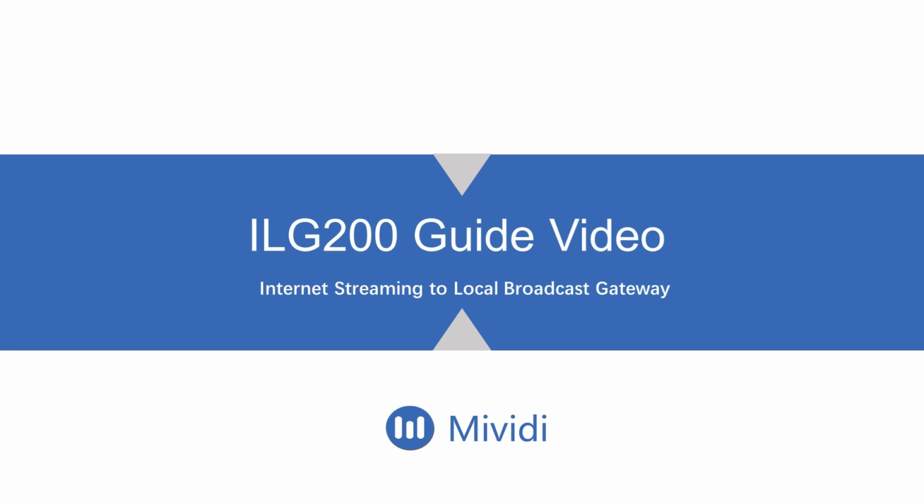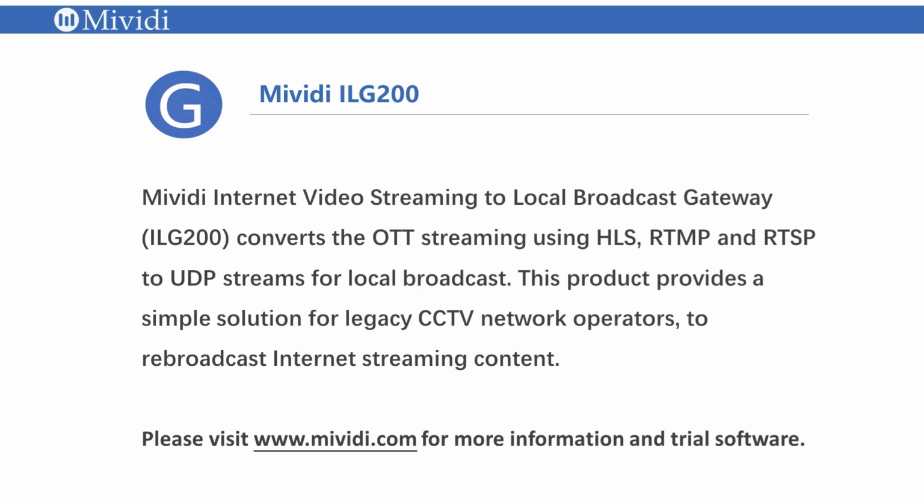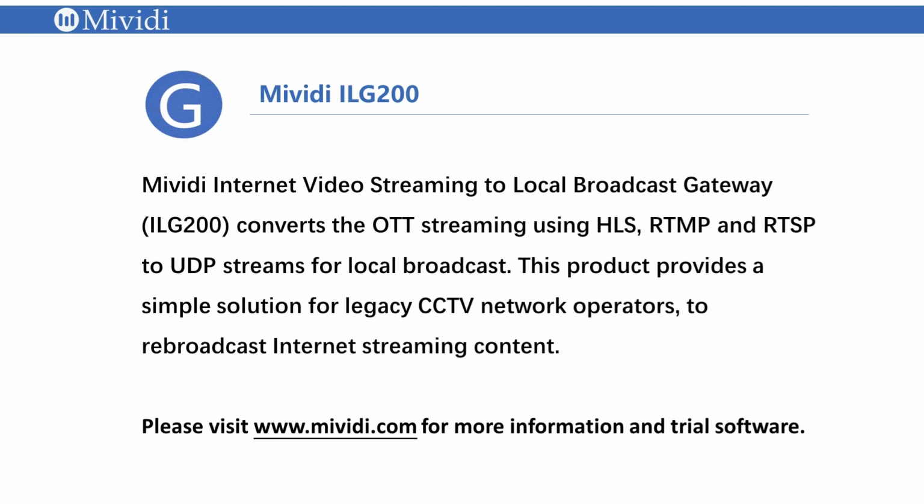Mividi Internet Streaming to Local Broadcast Gateway ILG200 converts Internet video streaming using RTMP, RTSP, and SRT protocols to UDP streams for local broadcast. This product provides a simple solution for legacy CCTV network operators, such as cable and IPTV providers, to broadcast Internet streaming content. It can also be used for long-distance media transport over the Internet.